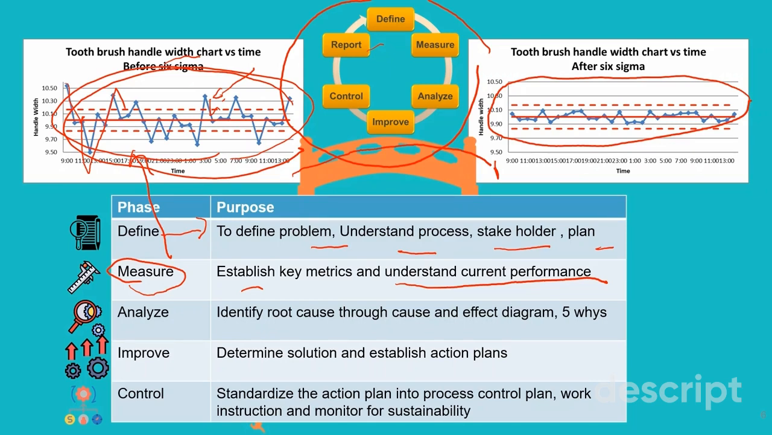And finally, in the improve phase, what are the action plans that could get us from this type of output to this type of output with less variations. And finally, once we have established the action plans and they work, we should standardize the action plan into the process control plan and work instruction, and also monitor for sustainability. This is the meaning of reducing variations in Six Sigma.